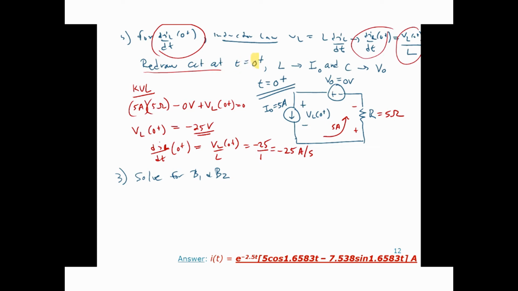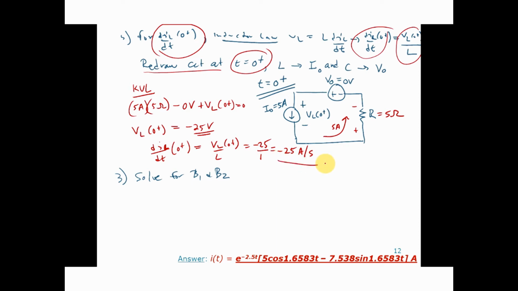You redraw the circuit at 0 plus, this instant after the switch has moved, and you replace the inductor with a current source of its initial current value, and the capacitor is replaced with a voltage source with its initial value. And then you can use KVL to solve for the voltage drop across the inductor. In this case, we find that the voltage drop across the inductor has to be minus 25 volts using KVL.